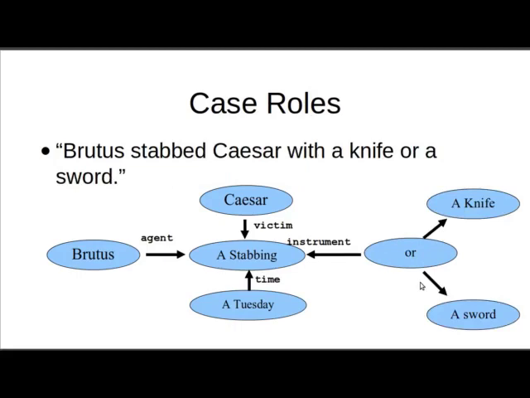But still, then there's more things that you might want to be able to say. What if you want the standard kind of logical relationships that you'd have in a programming language? So if we want to say that the instrument was either a knife or a sword, then we're probably going to need something like an OR node that's going to have two relationships to it, so two nodes that are related, a knife or a sword, have the relationship of instrument to the stabbing.